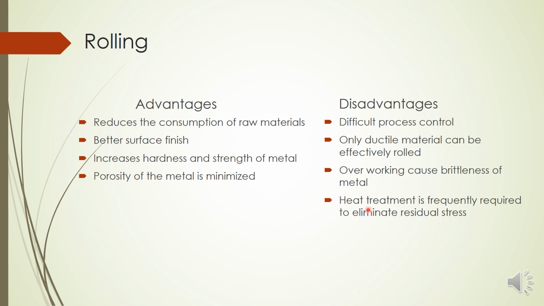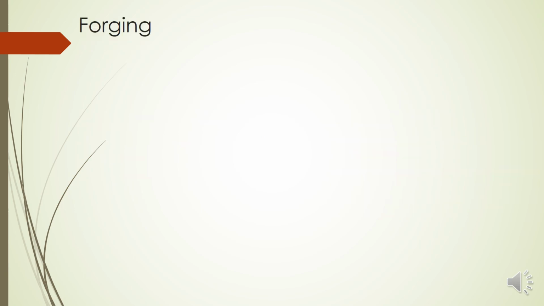And the last one is heat treatment, which is frequently required to eliminate the residual stress in rolling. So these are the advantages and disadvantages of rolling. Now finally we are going to forging.